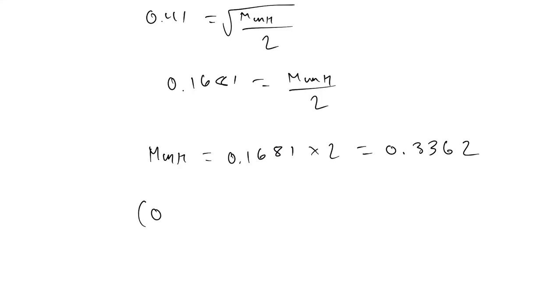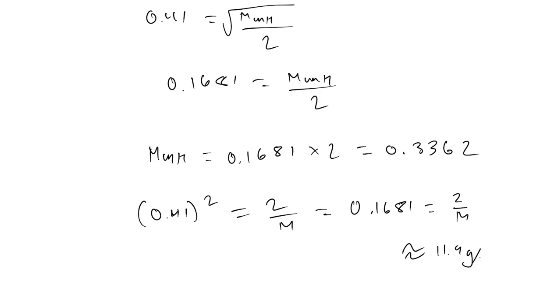So the square root of 0.41 is going to be equal to 2 over m, which is going to be equal to 0.1681 is equal to 2 over m. And that's going to give us approximately 11.9 grams per mole. So the molar mass of the unknown gas is 11.9 grams per mole.